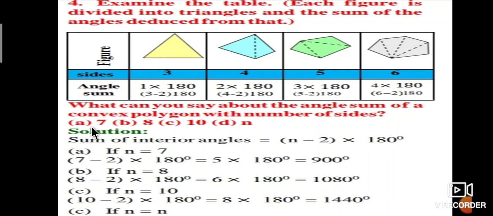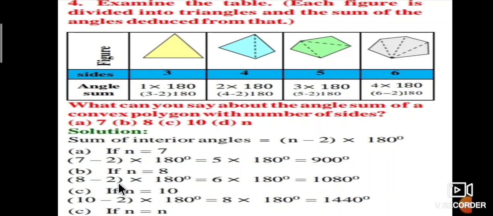The number of sides given are A 7, B 8, C 10, and D n. Therefore, the sum of the interior angles is equal to (n minus 2) into 180 degrees. If the number of sides is 7, that is 7 minus 2 into 180 degrees. 7 minus 2 is 5, into 180, which is equal to 900 degrees.